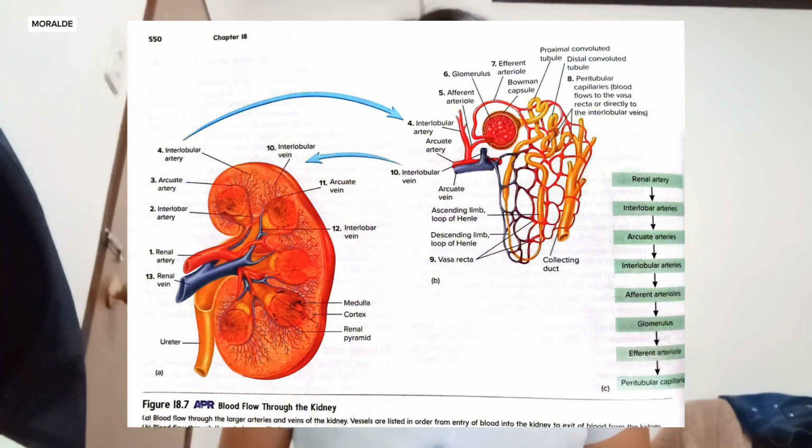Number 4. The afferent arterioles arise from branches of the interlobular arteries. The afferent arterioles carry blood to the glomerular capillaries. Number 5. Efferent arterioles carry blood from the glomerular capillaries. And number 6. The peritubular capillaries branch from the efferent arterioles. Blood from the peritubular capillaries, including the vasa recta, will return to the general circulation through the veins of the kidneys.